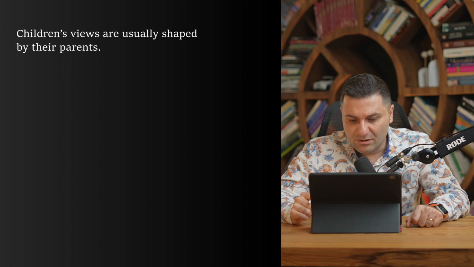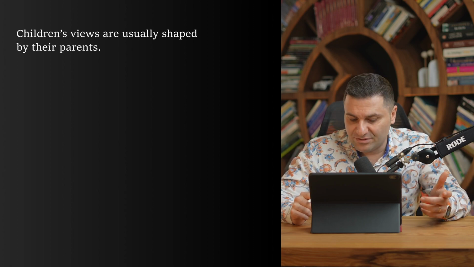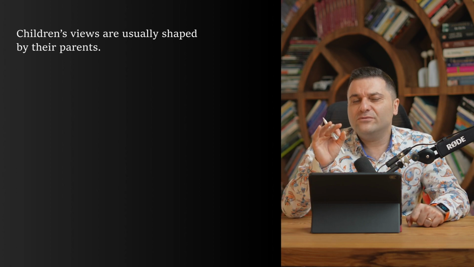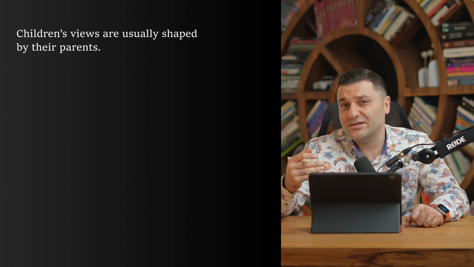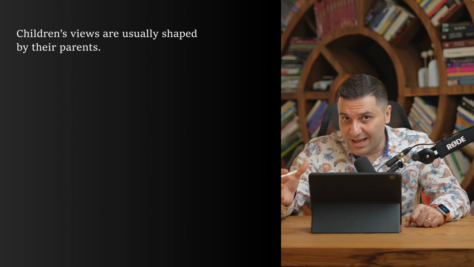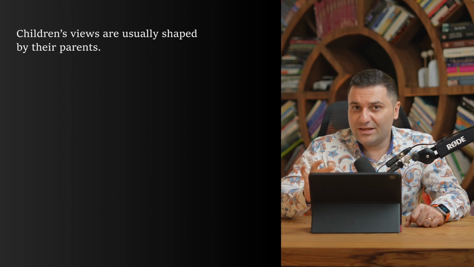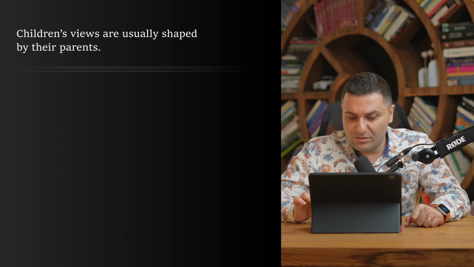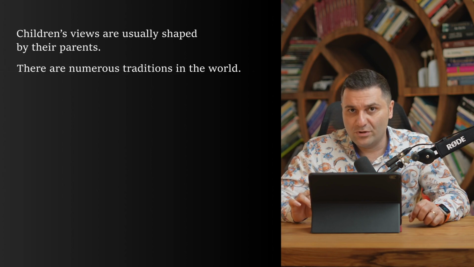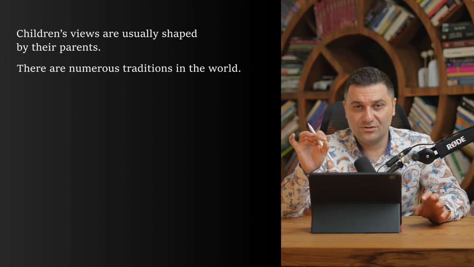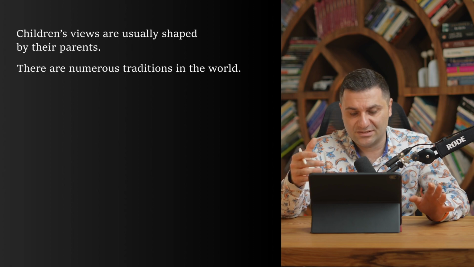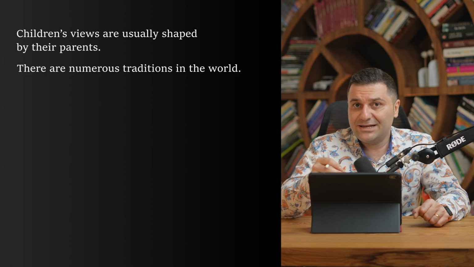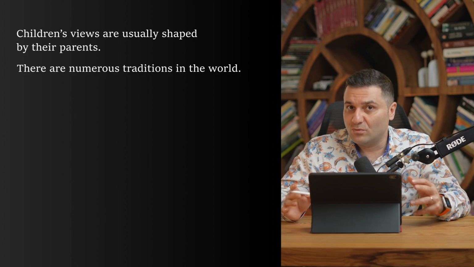For example, children's views are usually shaped by their parents. And rule 4, do not use an apostrophe for pluralizing a regular noun. For example, it is incorrect to say there are numerous traditions' in the world. The apostrophe plus S is incorrect if we want to pluralize. So it is correct to say there are numerous traditions in the world, right?